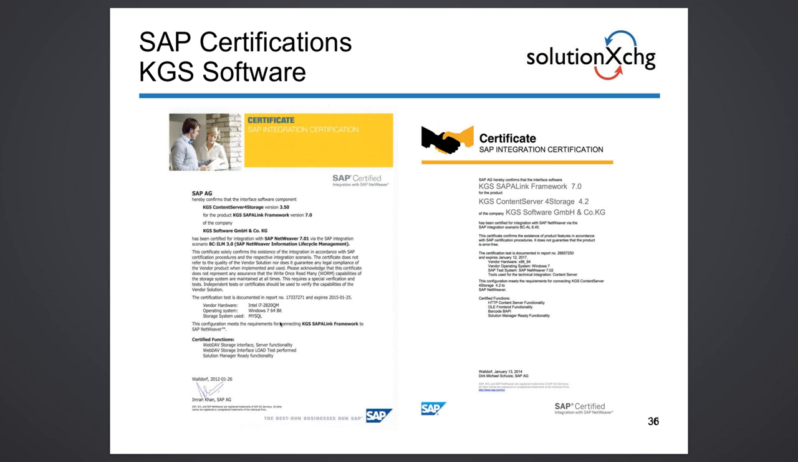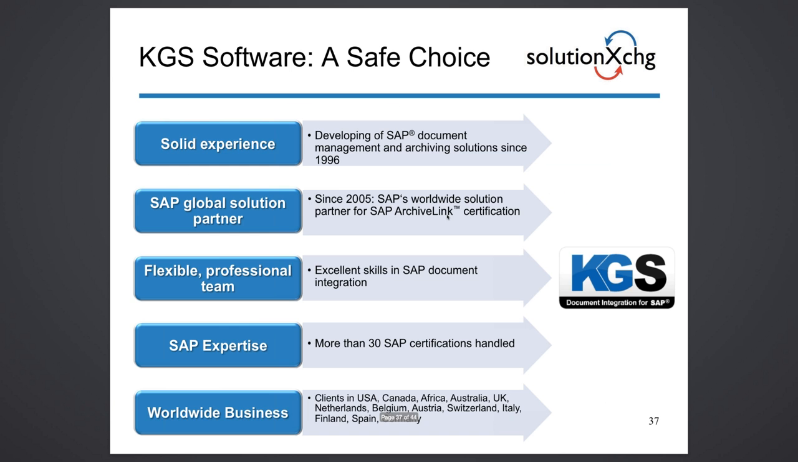All the software we use is SAP certified. There's regular certifications done for the SAP connectivity, ArchiveLink connectivity, as well as SAP ILM connectivity. And KGS as a software partner has solid experience. It's in business since 1996, has been selected by SAP as its worldwide SAP ArchiveLink certification partner. That's why they have such superb knowledge about the SAP ArchiveLink interface, and a very professional team with clients all throughout the world.